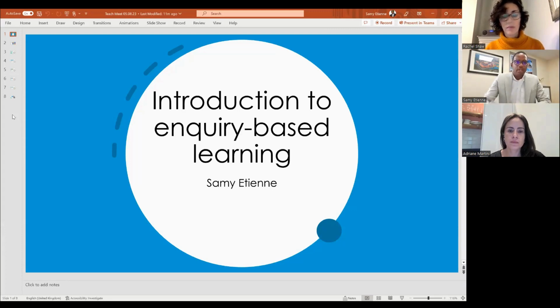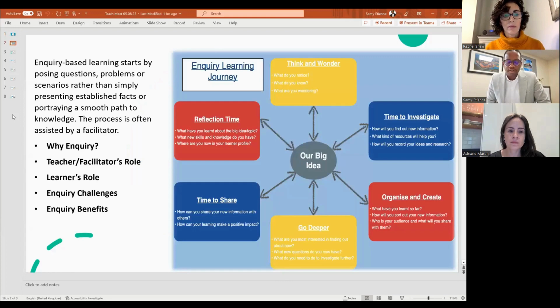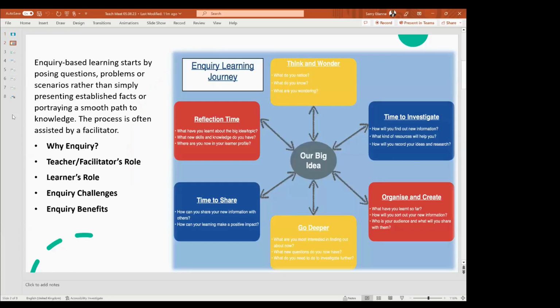So I'm just going to have a look at why inquiry. The first thing to know is that it really poses a problem. It normally starts with a question or a problem, a scenario, instead of going through the normal route of presenting facts. It really allows the students to be investigators and the teachers to be facilitators. It doesn't require a lot of resources. What it does require from the teacher is careful planning in terms of the questions you're going to ask.